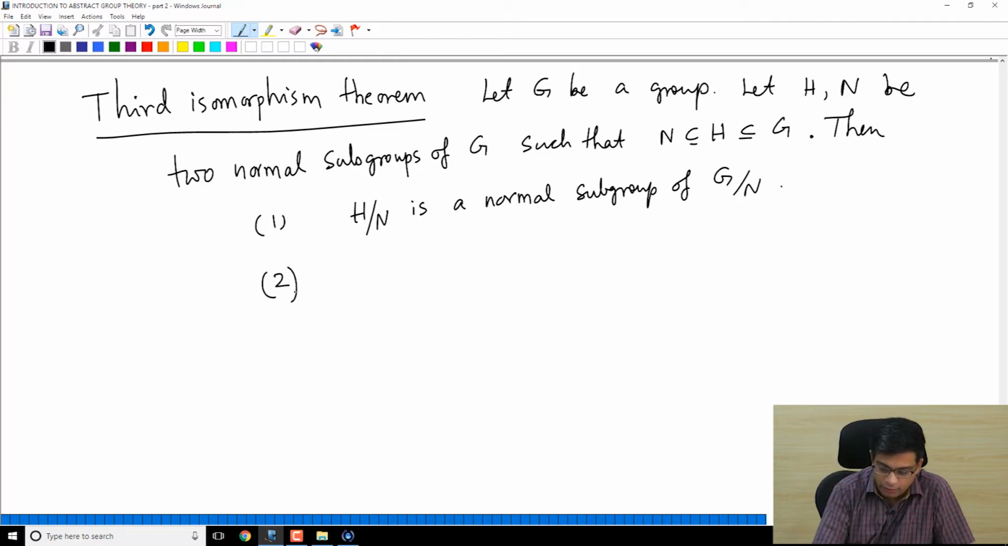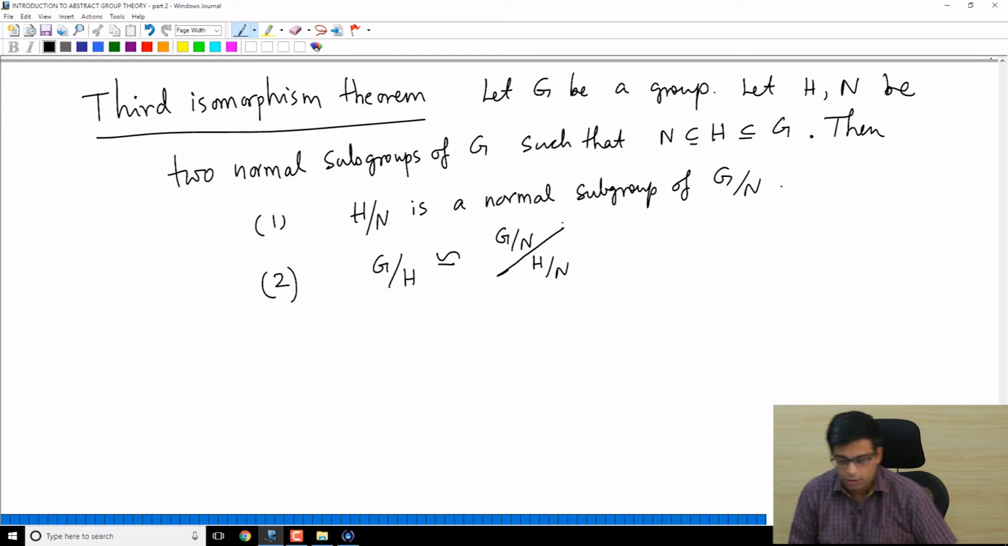And the second statement, which is actually what we call the third isomorphism theorem, is that G mod H is isomorphic to G mod N modulo H mod N. This might seem ugly here, but the point is H mod N is a normal subgroup of G mod N by statement 1. So I can consider the quotient group G mod N modulo H mod N, and that is the same as G mod H.